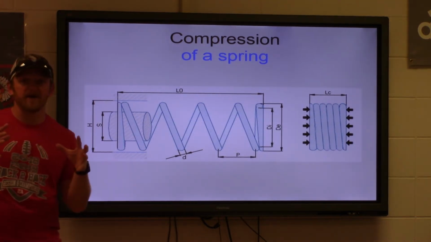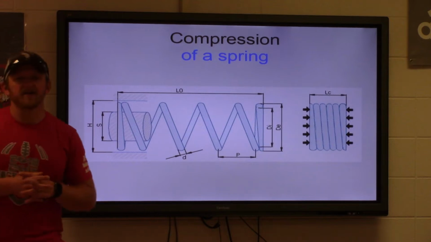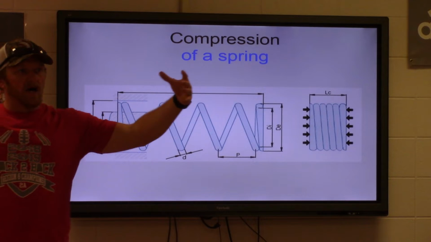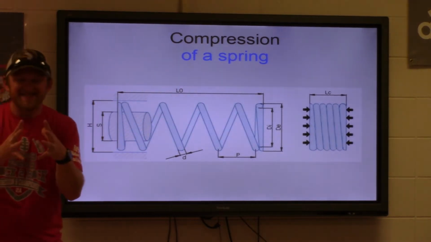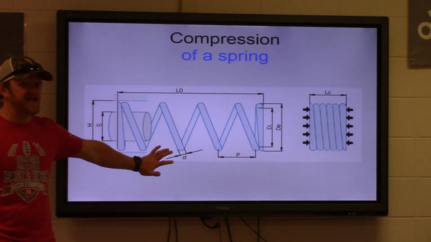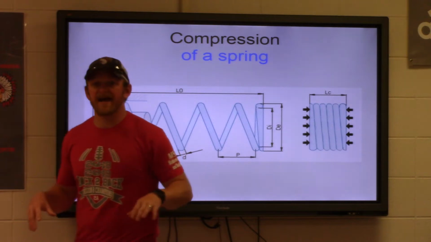Compression. When we think about compression, we give you an idea here with a spring. A spring is unloaded. A spring is not pressed together. It's not compressed. This right here would be our solids. I can't compress it. Here, I can compress that spring, which would be our gases and our liquids.